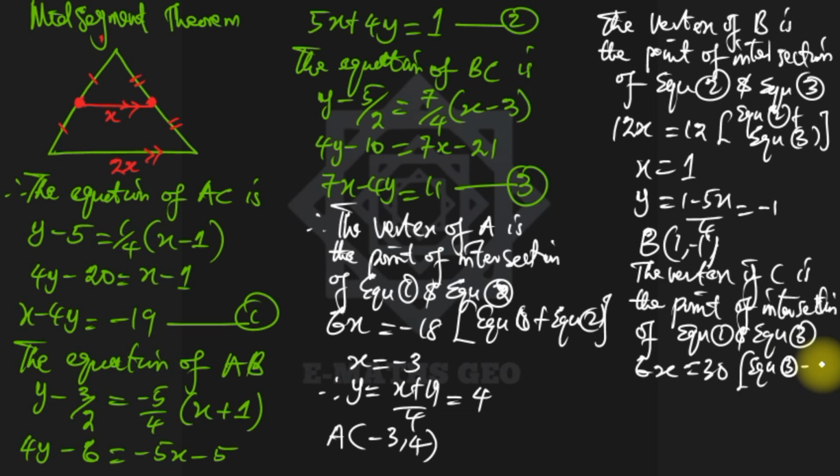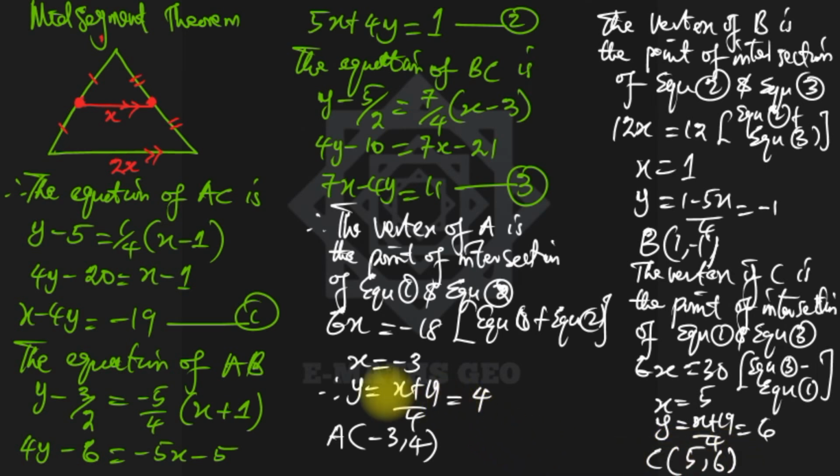So x is 5. Therefore for y, choosing any of them, y is x plus 19 over 4, and x is 5, so 24 over 4 is 6. So the vertex of C is 5, 6. That's the answer; we've gotten the vertices. It's a very tricky question, but also simple. Thank you.